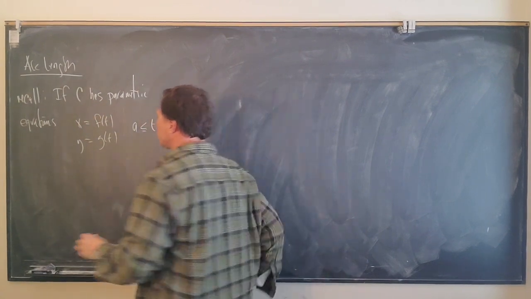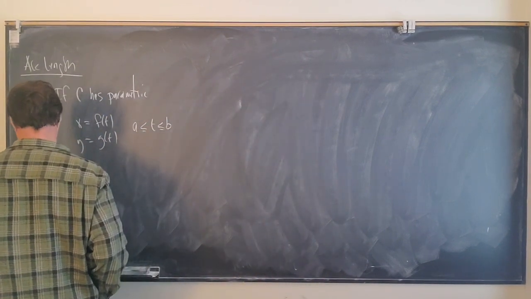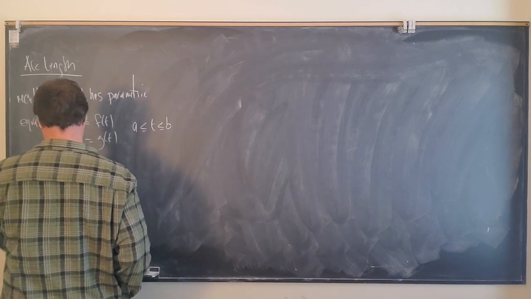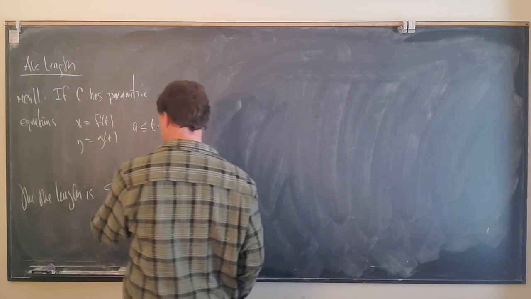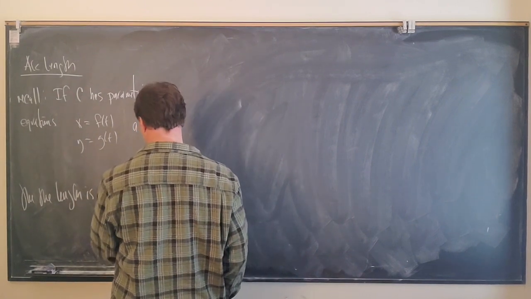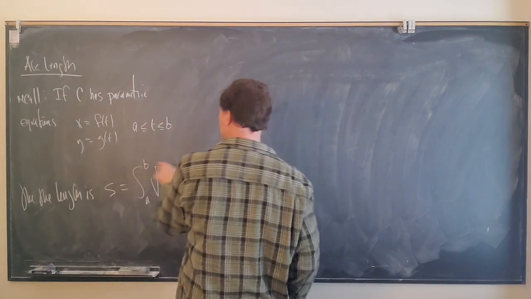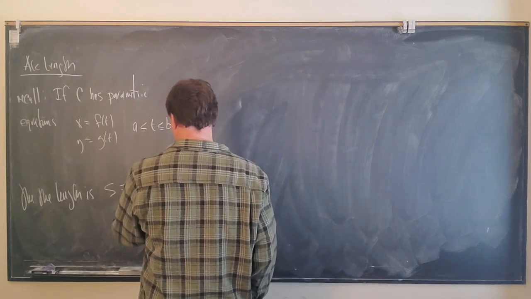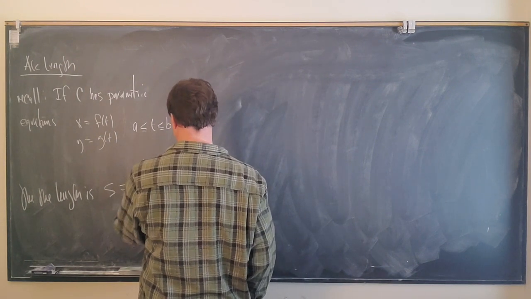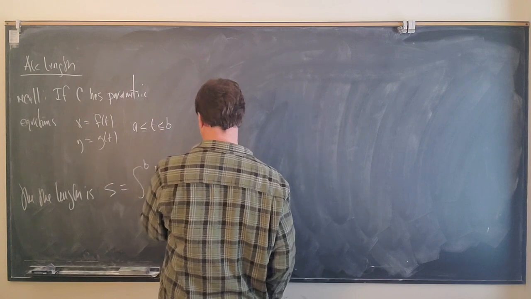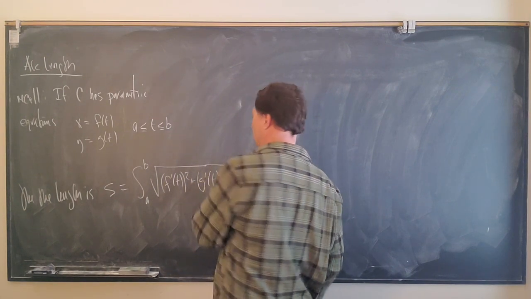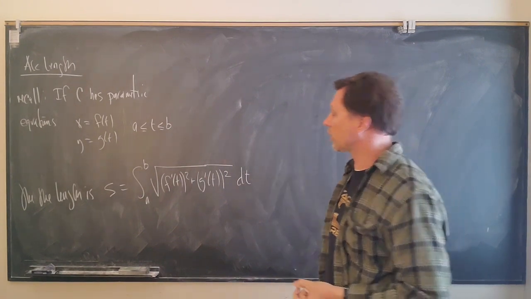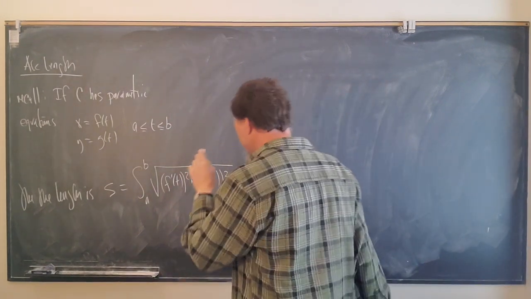So if we have this, then the length, which is typically written as little s, is equal to the integral from a to b of the square root of f prime of t squared plus g prime of t squared dt, right? So we learned this when we were studying parametric curves in the plane.